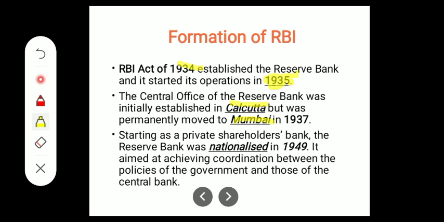In 1937. Starting as a private shareholder bank, initially the RBI was working as a private bank. Starting as a private shareholder bank, the Reserve Bank was nationalized in 1949 after independence. It aimed at achieving coordination between the policies of the government and those of the central bank.